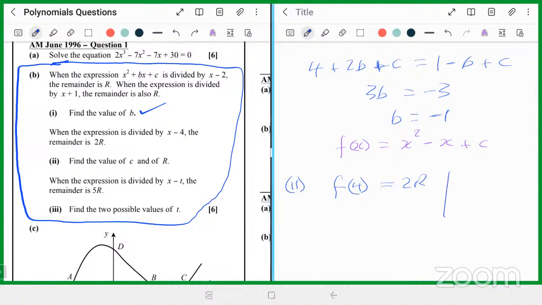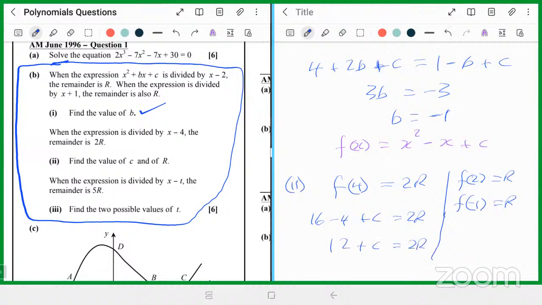Now remember still, f of 2 in the first part is equal to r, and f of minus 1 in the first part also is equal to r. See that? But we know f of 4 is now equal to 2r. Good? So what is f of 4? We're going to plug in 4. So f of 4 becomes 16 minus 4 plus c equals 2r. 16 minus 4 is 12. 12 plus c equals 2r.